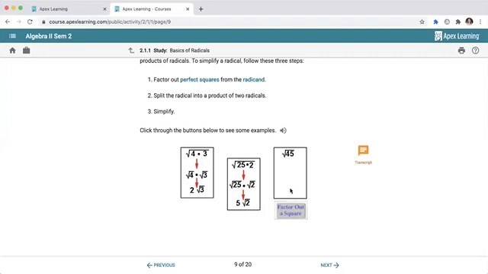All right, last one here. I've got 45. I need to factor out something that can be squared. So I've got 9 times 5. I'll split those up: square root of 9 and square root of 5. Square root of 9 is a perfect square, so I can take that. That's going to be 3. When I simplify, I get 3 square root of 5.